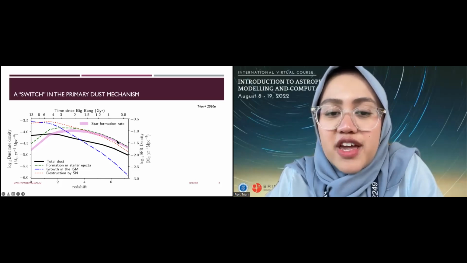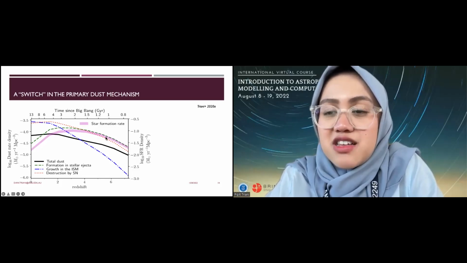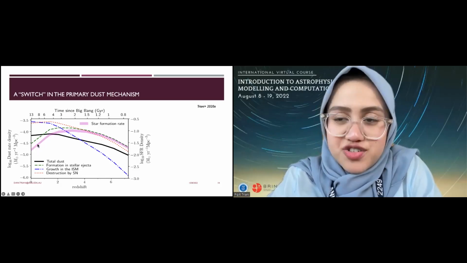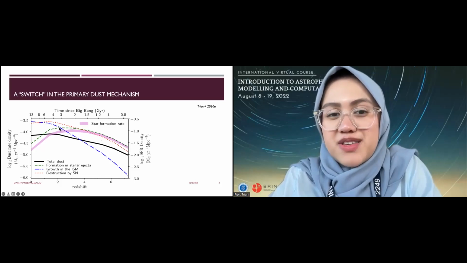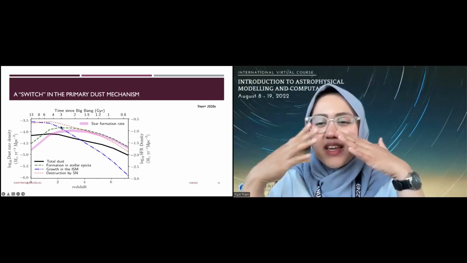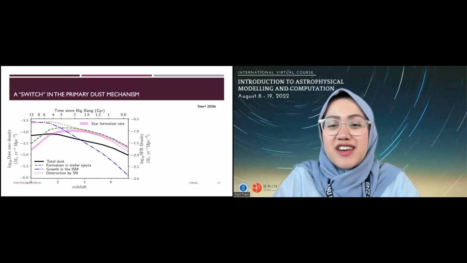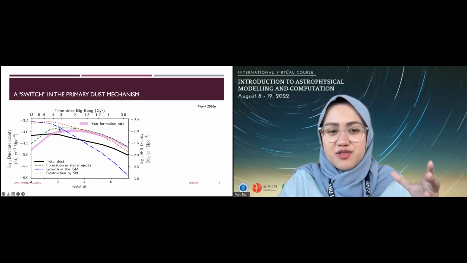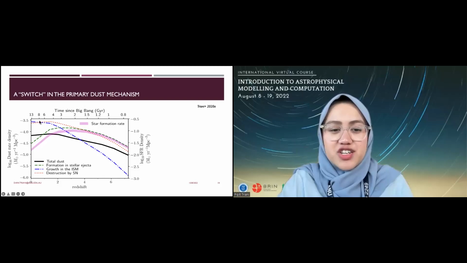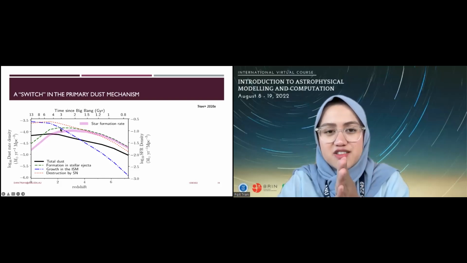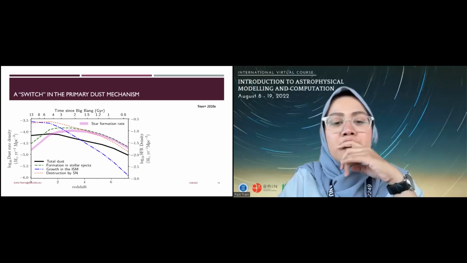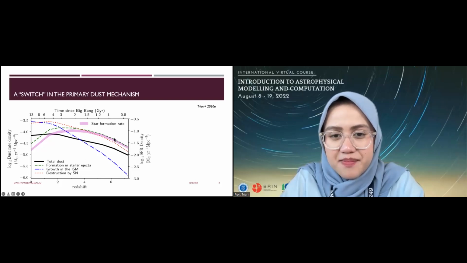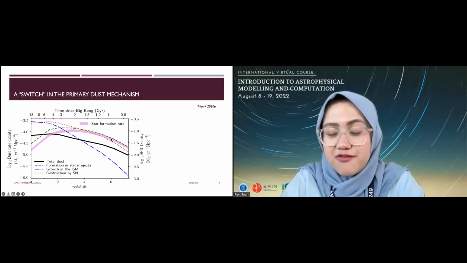If we only look at the stellar dust production, it mimics the star formation rate density very closely. So after peaking around redshift 2, it goes down. But because now the galaxies have enough metals in their ISM, in their molecular clouds, the dust can grow by accreting these metals. And this metal accretion is more efficient than the stellar production since the peak. So there is a switch in the primary dust mechanism. But how do we observe this, right? Because we cannot observe the individual dust production channels right now.